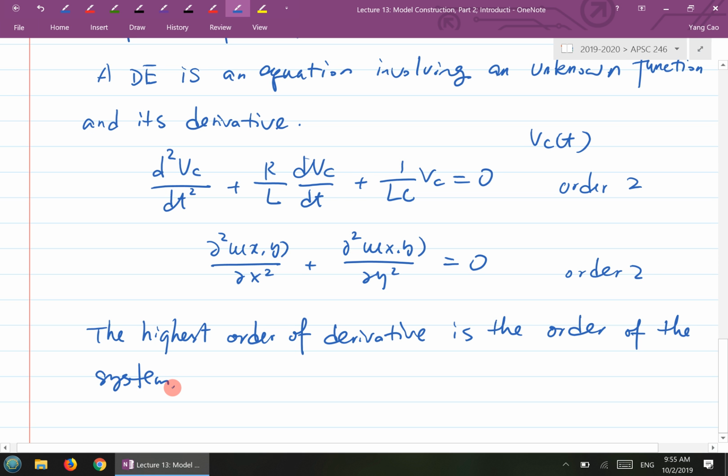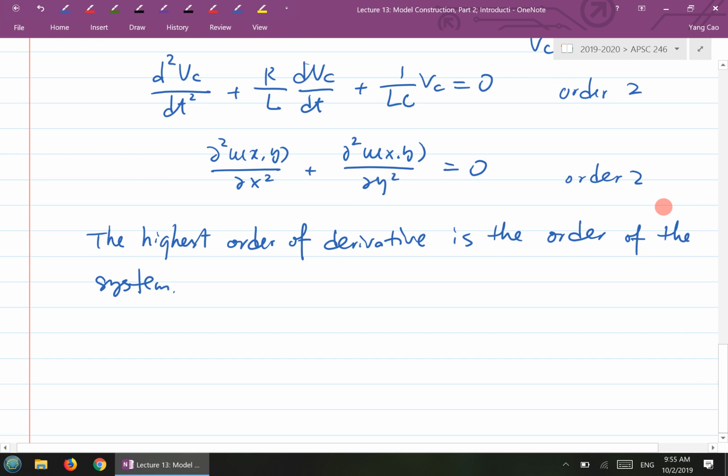Okay, that's differential equation. As you can see, differential equation includes both this partial derivative and this straight derivative, which we basically call ordinary.